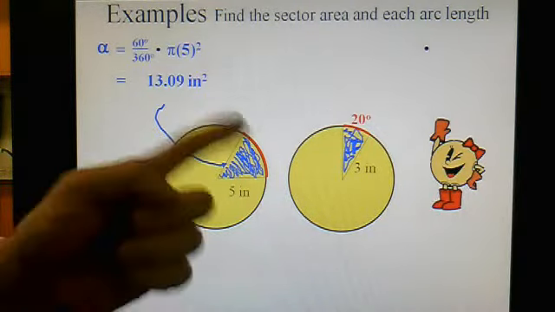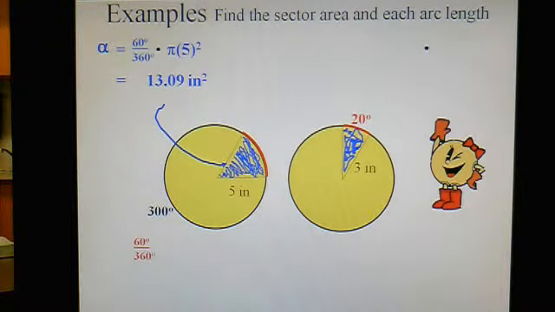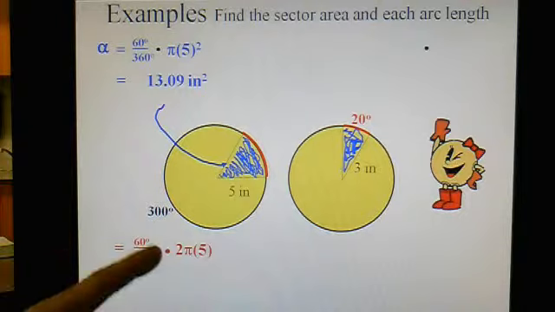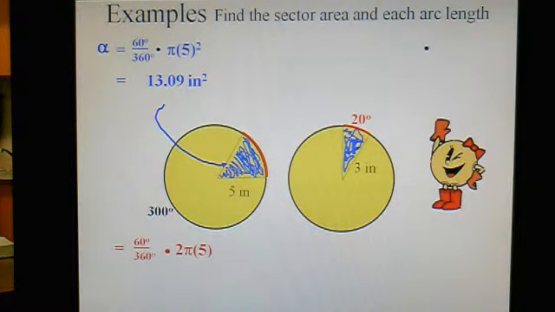If you're trying to find the distance, it's the exact same thing, but you change this part to 2 pi r. So it's 60 over 360 times 2 times pi times 5. This is one where you multiply, you get 10 pi. If you simplify this fraction, it's 1/6. So I'm going to show this answer in two formats, which you should be comfortable doing. As a decimal, it's approximately 5.25 inches. As a fraction, it's 5 pi over 3.